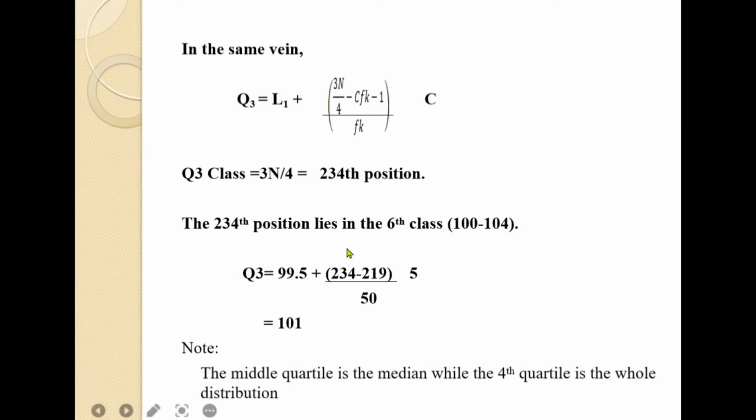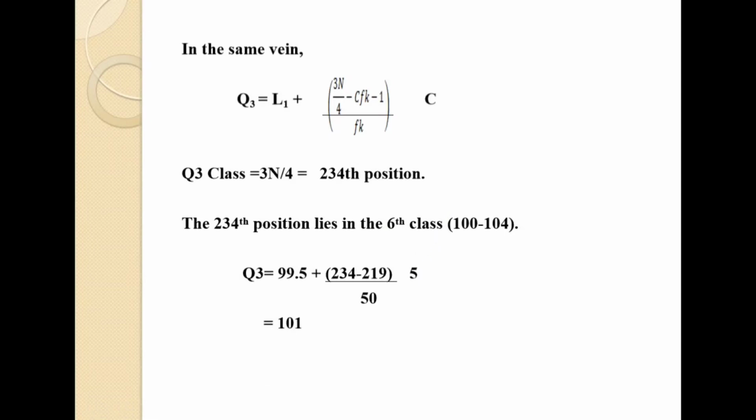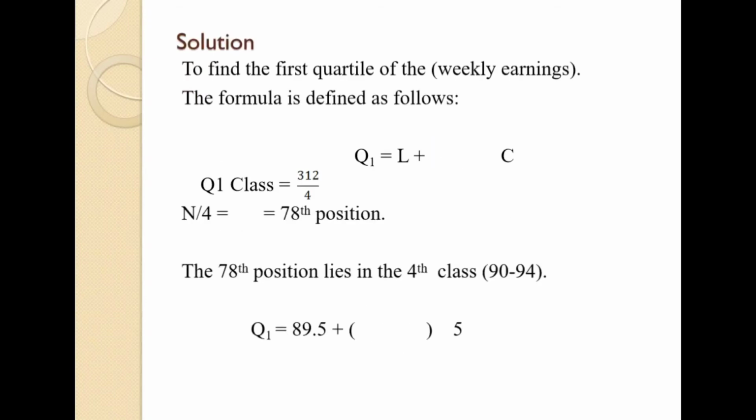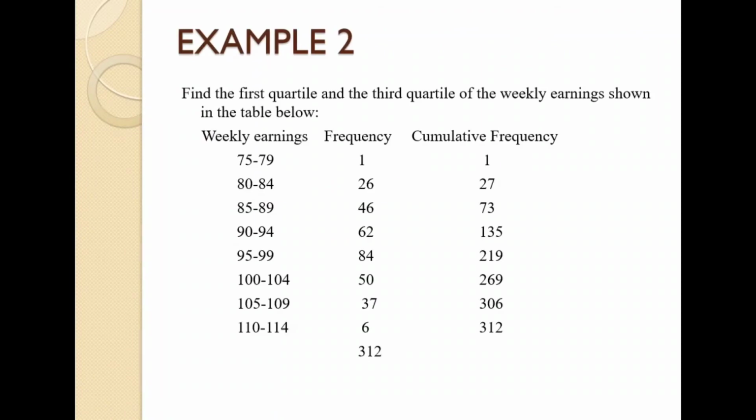The 234th position lies on the 6th class as established on the table. Let's take a look at the table again so that we can see how we arrived at it. As explained earlier, 219 ends here, and this begins 219.1 to 269. So 234 can be found within this range, and that falls on the 1, 2, 3, 4, 5, 6, the 6th class, which is between 100 to 104. The frequency of that class is 50. The cumulative frequency before that class is 219. The lower class boundary of that class will be 99.5.